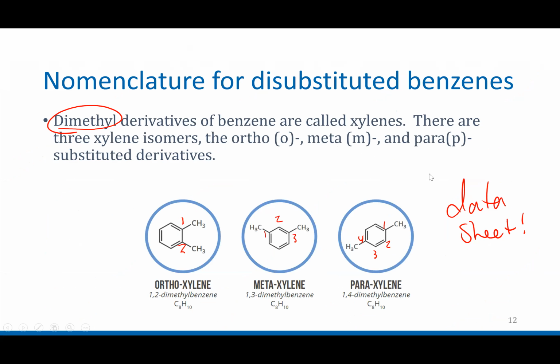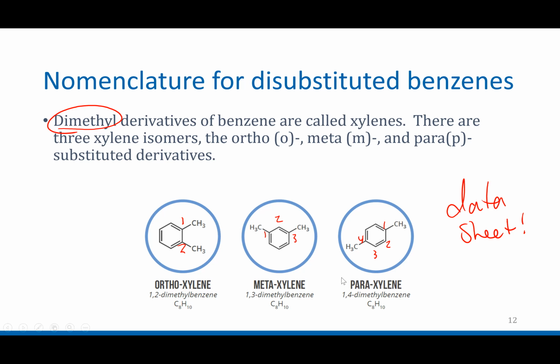There are common names or other words that chemists use to describe their locations on the benzene ring. 1, 2, they call ortho. 1, 3, they call meta, and 1, 4, they call para. Now, you do not need to memorize that. It's straight from your data sheet. I will accept either or. You could call this ortho, meta, para.